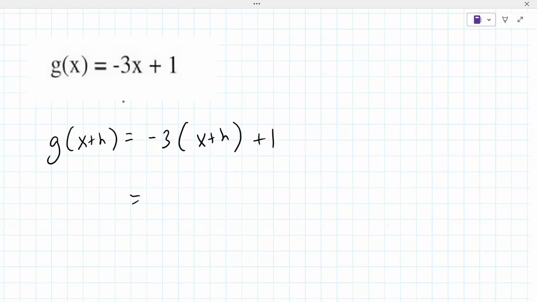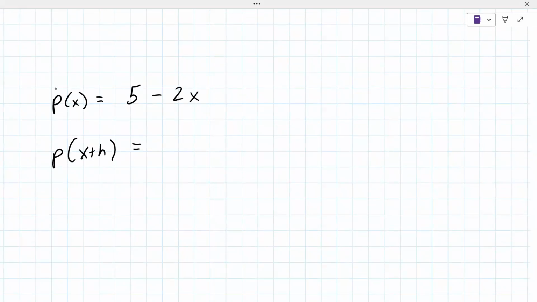So to simplify this, you distribute the -3 into both: -3x minus 3h plus 1. Is that clear? Yes. It does get more difficult than this, but this is just starting out. So let me come up with another function here. Let's go p of x equals 5 minus 2x, and find p of x plus h, please.